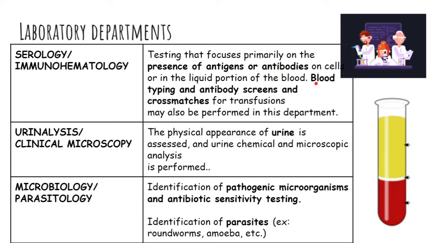Then, blood typing and antibody screens and cross matches for transfusion may also be performed in this department. So, what if kinailangan mong salinan ng dugo? Kasi, kunwari, na-aksidente ka, nasagasaan ka, kinailangan mo ng dugo. So, bago magpasok ng dugo sa inyo, foreign blood sa inyo, blood typing and antibody screen tsaka cross-matching should be performed on the bloods first for safety purposes. Hindi po pwedeng basta-basta magkaroon ng blood transfusion without testing.